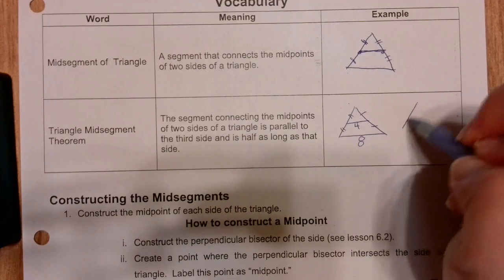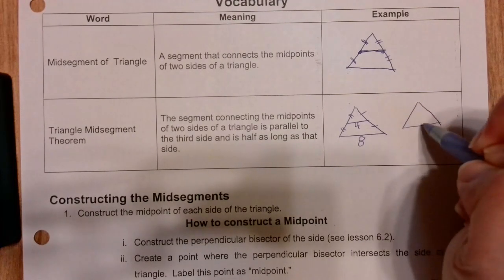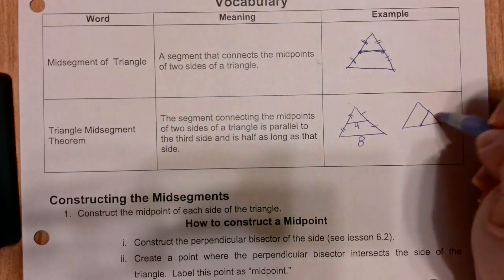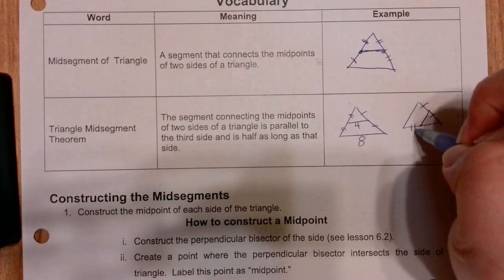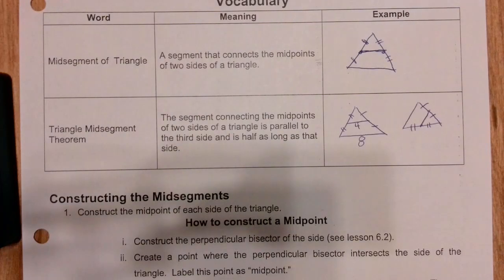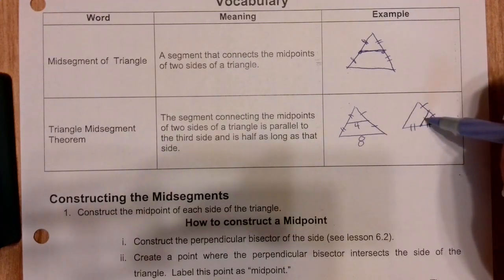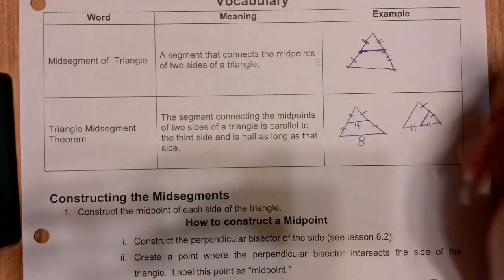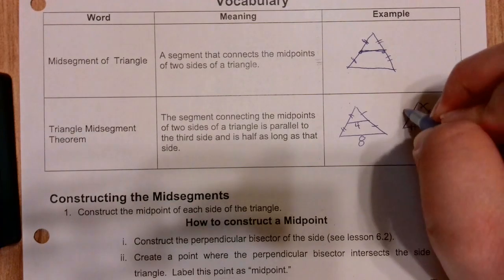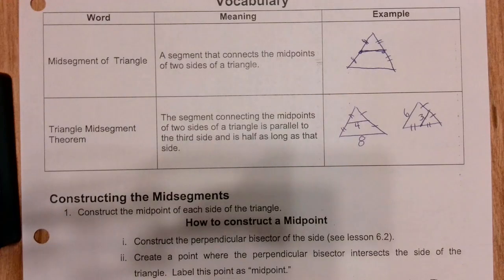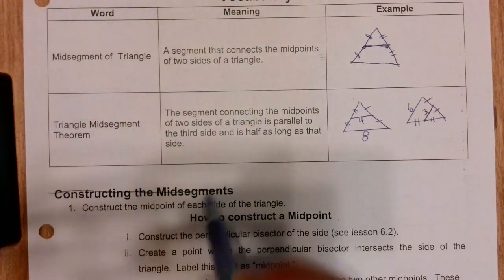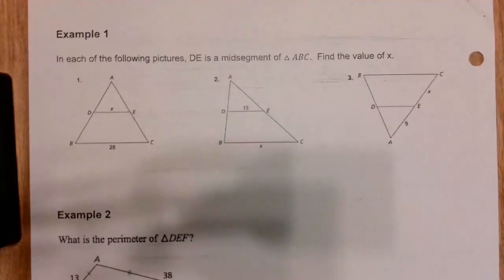And similarly, don't forget, a mid-segment could be pointed or tilted in a different direction. It could look something like this if we knew that those were both midpoints. They would be parallel, and the long piece would be twice the short piece. So if this was 3, the long piece would be 6. Now we are not going to construct the mid-segments at the moment. We're just going to go straight to example 1.